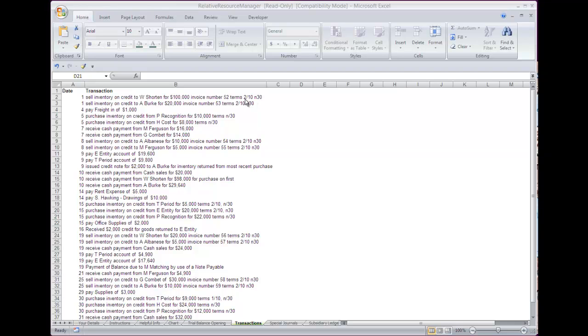So terms of 2/10 net 30 means a 2% discount is available if paid within 10 days. And if you don't take up the discount, you're expected to pay the amount within 30 days.